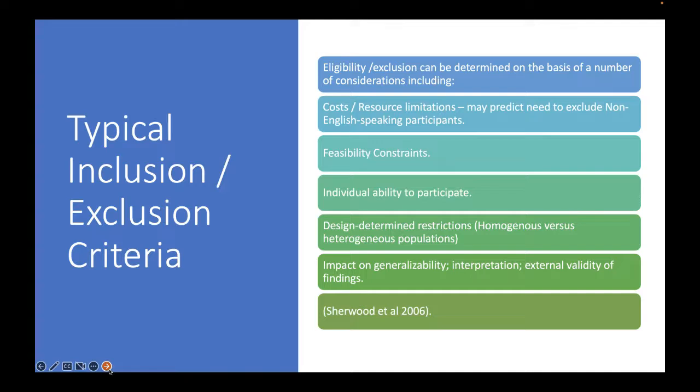Often the typical cost or resource limitation that we hear about is decisions that are made to exclude non-English speaking participants. So in essence, you will see that people will say, I'm doing this study, but anyone who does not speak English will not be included. And the real reason behind it is, I'm a student and I can't afford a translator. That, or the concept I'm studying does not translate across to any other language outside of English.